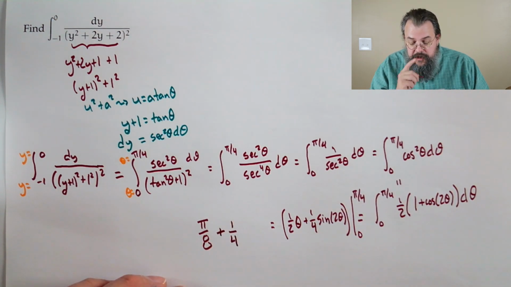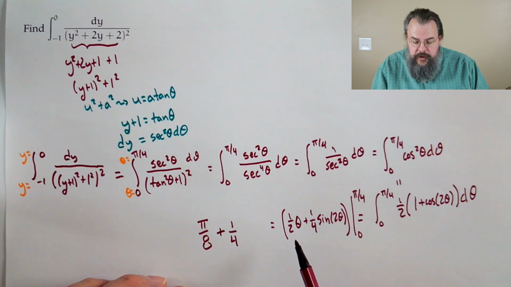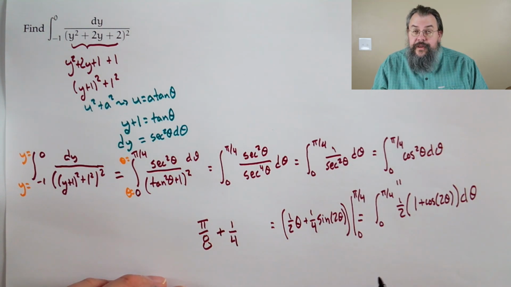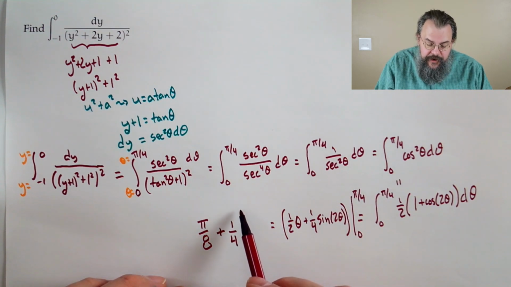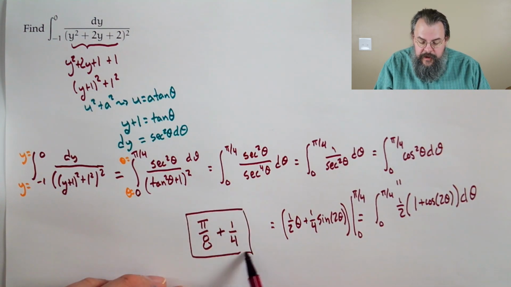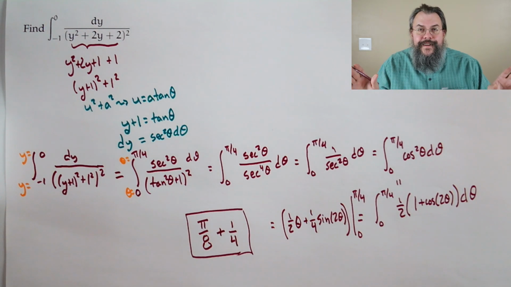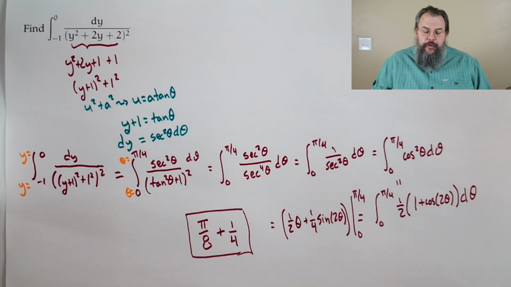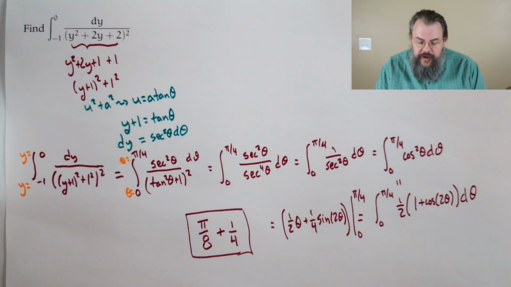Good. All right. And then what else? Well, plug in 0 and subtract. Well, if we plug in 0, we get 0 and 0. So that's gone. And so we're done. Great. So it's pi over 8 plus a fourth.